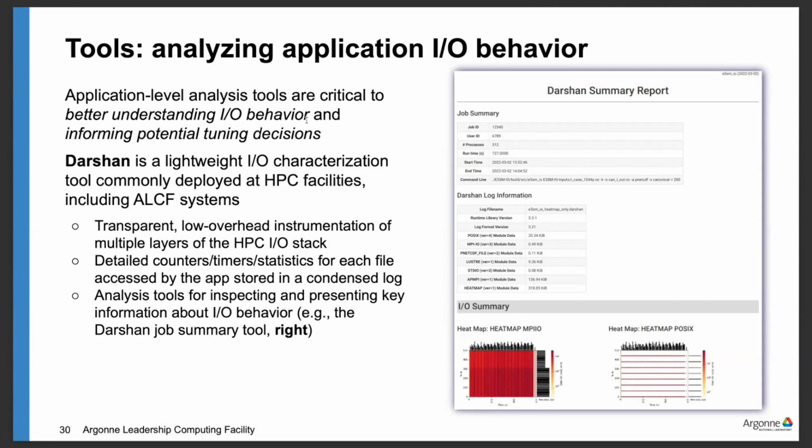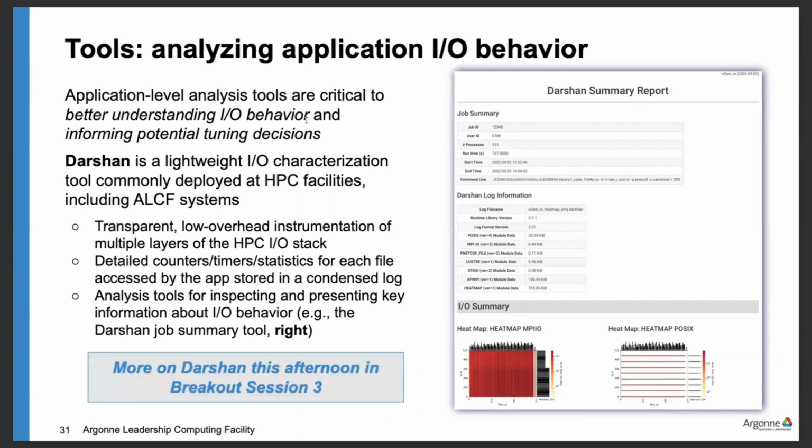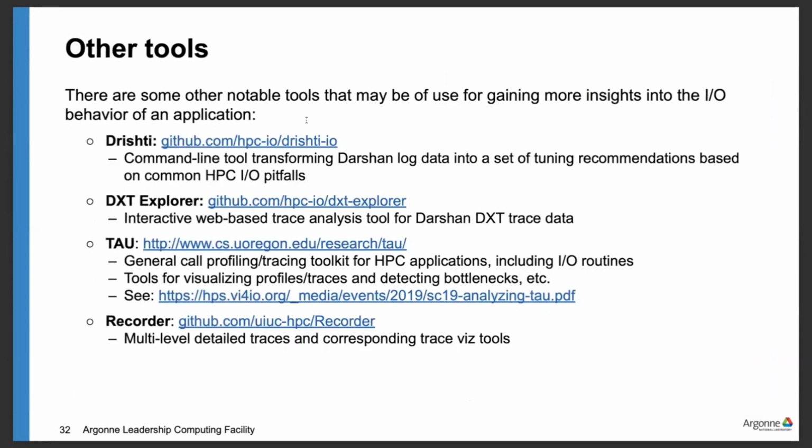The Darshan summary report is probably our most useful tool at the moment, and that's presented visually. It's a quick representation on the right, but I'll talk a little bit more about this in the Darshan breakout this afternoon. There are other tools available that might be useful for getting insights into the behavior of application. Drishti and DXT Explorer are Darshan-based tools that can allow you to visualize trace data or can provide actionable tuning decisions back to applications. I don't have a lot of time to dig into these, but just putting them there for posterity.